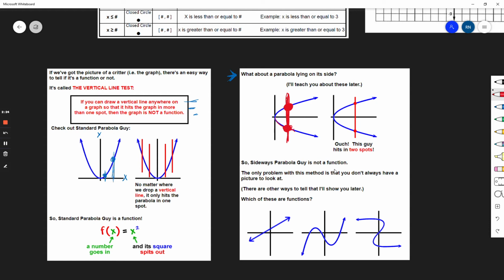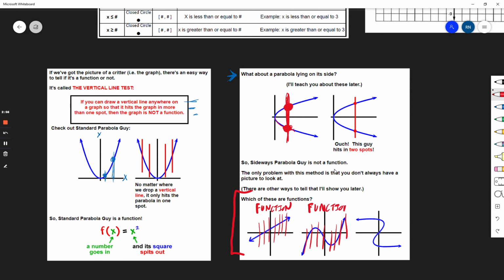So let's look down here, and it's asking which of these are a function. Let's draw our little vertical lines. It only crosses through the blue line once per vertical line. So this one is a function. Okay, what about this guy? Yep. No matter how many times I draw that vertical line, it is only crossing that blue line once. So it is a function.